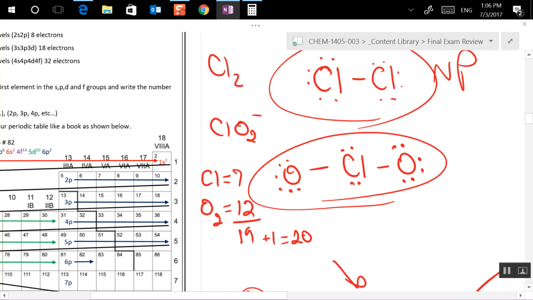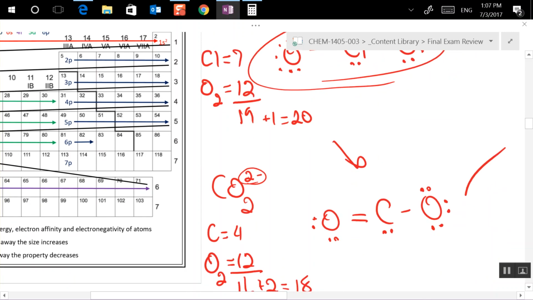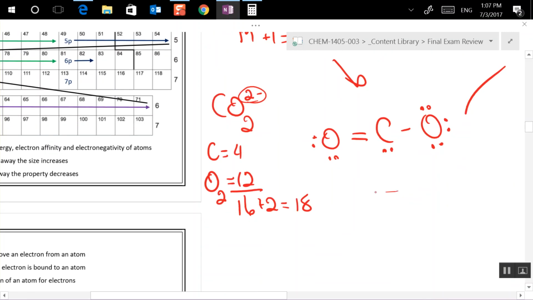What is that? Chlorite, ClO2 minus. Polar or nonpolar? Polar. We would say it was polar, but in reality it's ionic, so it's neither polar nor nonpolar. But if we were describing whether it's polar or nonpolar based on the shape, we would say it's polar because of the central element having electrons on it. This one too, it's ionic, but anyways.